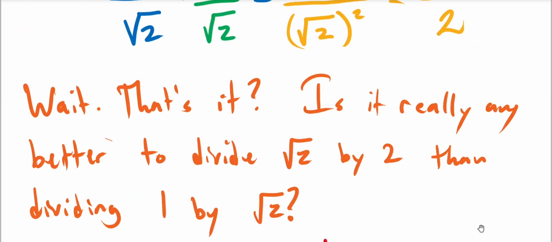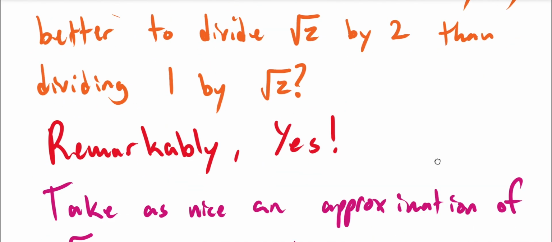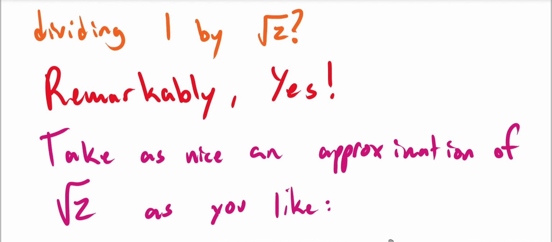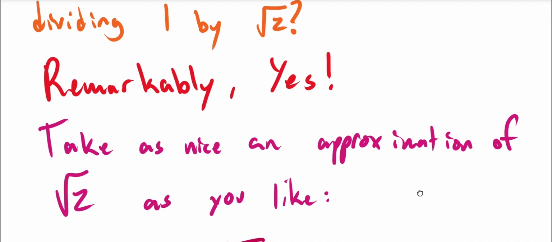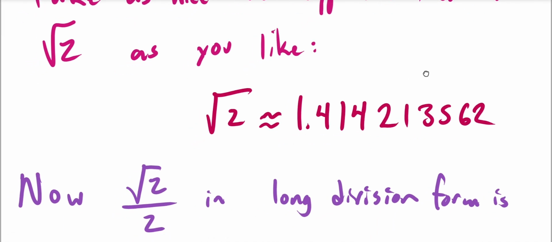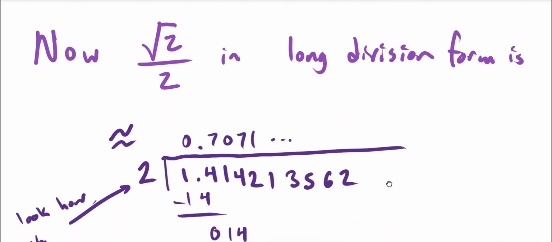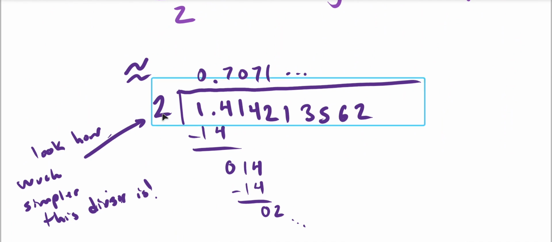Wait, that's it? That's the whole trick? Is that really any better? Is it better to divide the square root of 2 by 2 than to divide 1 by the square root of 2? Yeah, it's way better. That's kind of remarkable, right? Let's see why. Take as nice an approximation as you want. It doesn't matter how many digits you use. Let's use all the ones that my calculator popped out with. Now, to set this up for long division, we put that long number in the house and we put the 2 out front. Look how much simpler this divisor is.